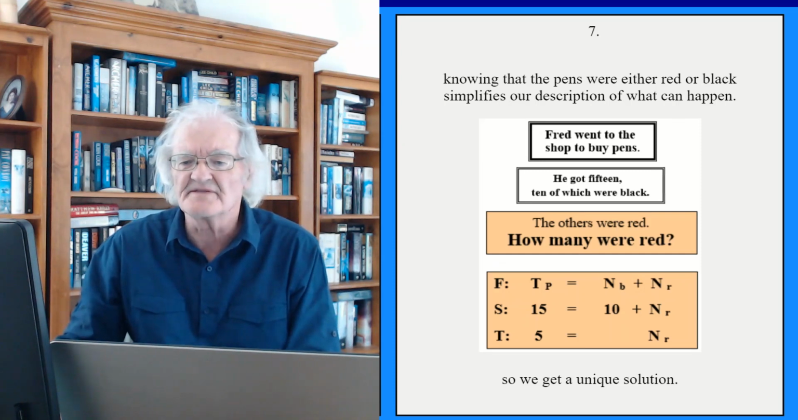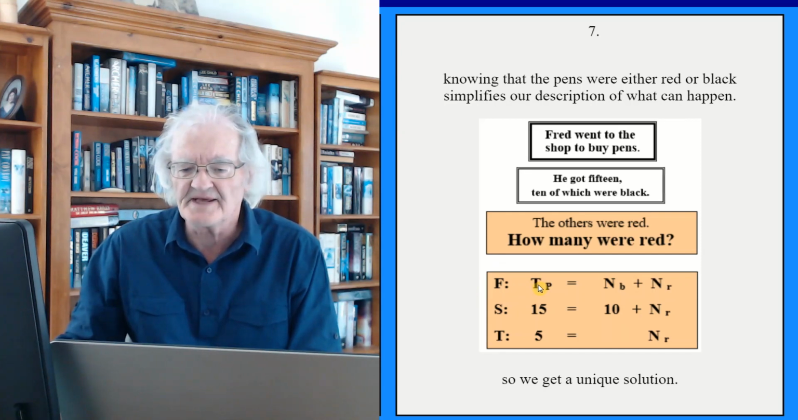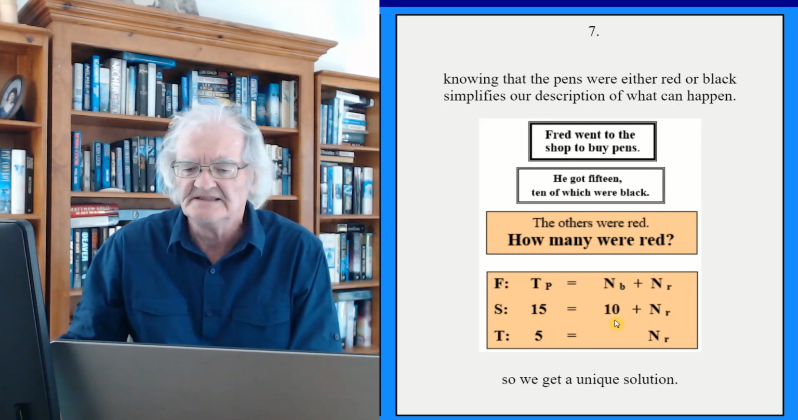Knowing that the pens were either red or black simplifies our description of what can happen. When we make our formula to represent what's happening, total number of pens is the number of black and the number of red combined. There are no other possibilities. So the data we have been given is now adequate. 15 pens in total and 10 black. So using our equation solving process, we calculate that the number of red pens is 5. In other words, we get a unique solution.